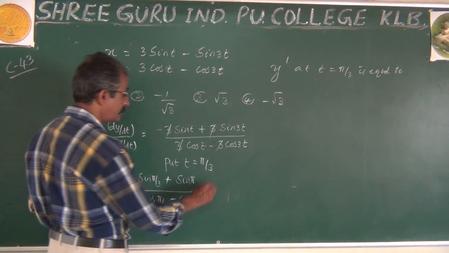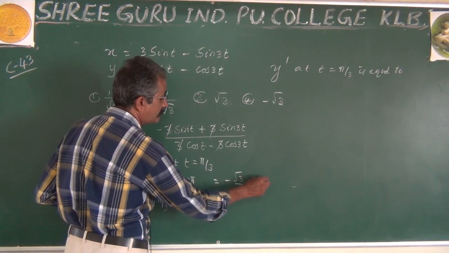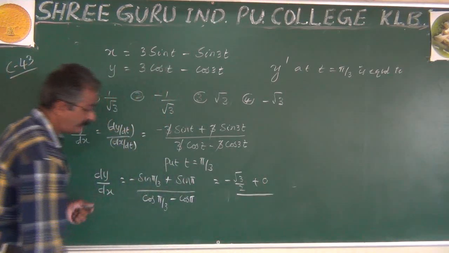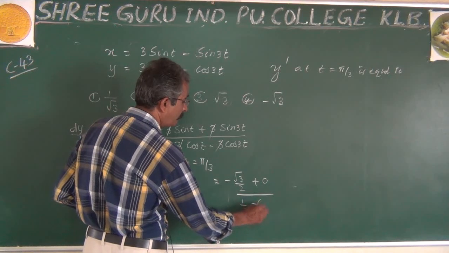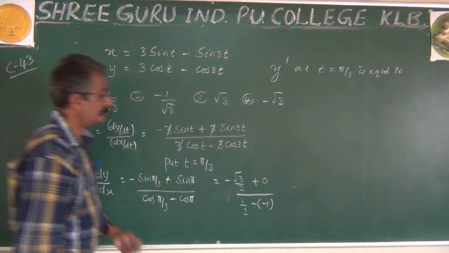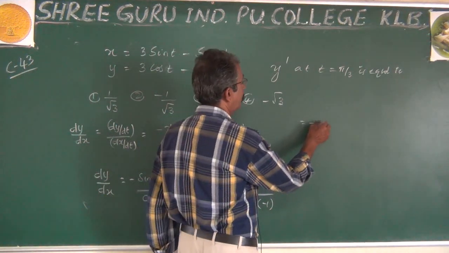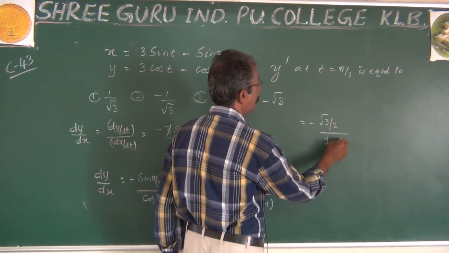Sin pi by 3 value is root 3 by 2, whereas sin pi value is 0, divided by cos pi by 3 value 1 by 2, cos pi value is minus 1. That is equal to minus root 3 by 2 whole divided by 1 plus 1 by 2.